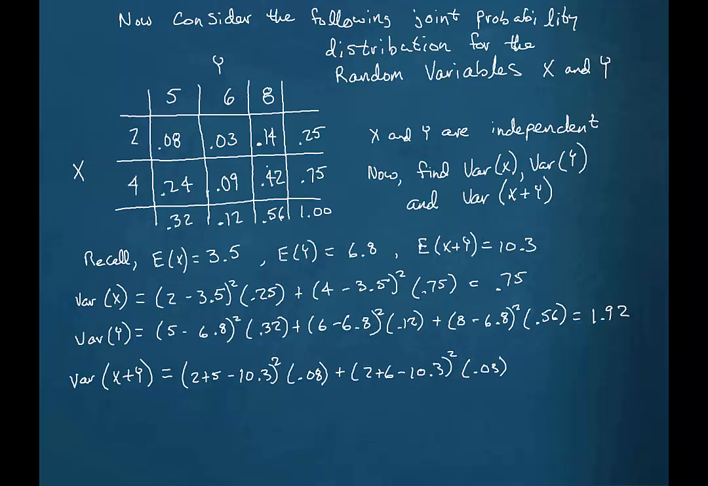Then we'll move through the table for each of those possible sums until we get down to the last, 4 plus 8 minus the mean, 10.3, squared times that probability, 0.42. And we'll find that variance to be 2.67.